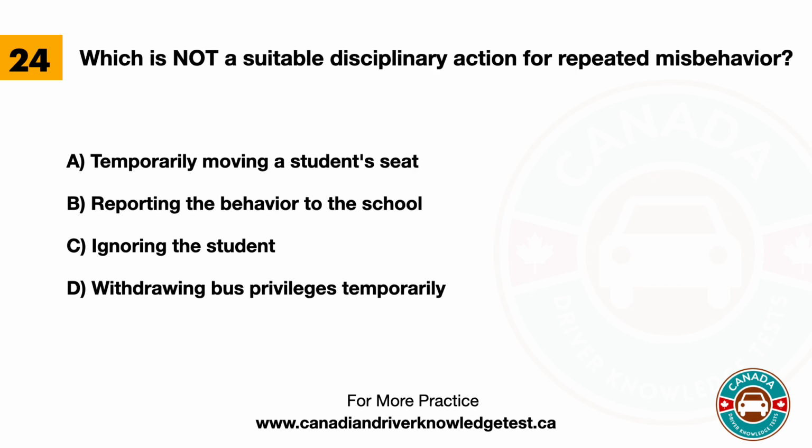Question 24. Which is not a suitable disciplinary action for repeated misbehavior? A. Temporarily moving a student's seat. B. Reporting the behavior to the school. C. Ignoring the student. D. Withdrawing bus privileges temporarily. The answer is C. Ignoring the student.